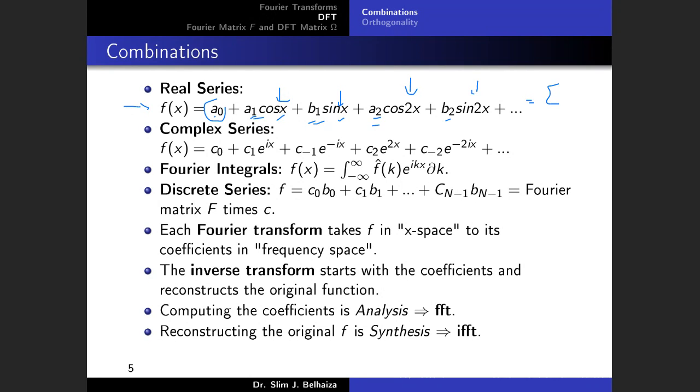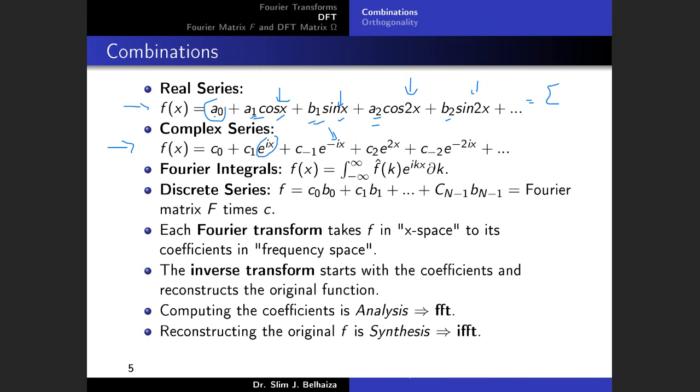It's easy to write it in a compact form as the summation. Got it, guys? And for the complex series, if you are writing your function as a complex series, like we did at the end of math 1 and 2, you can write it using e to the power ix. The only change here is the number you're going to put in front of ix in the exponential.